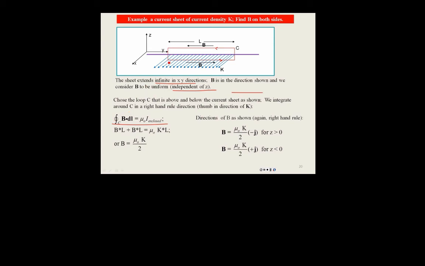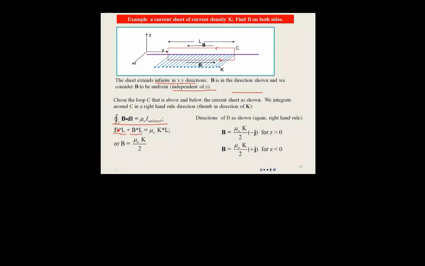It will have a component along this part of C, and a component along this part of C, but because these are normal to B and normal to the current sheet, there's no contribution to B along here. So we're only left with the terms where we're looking at B parallel to the direction of integration, and of course parallel here. As a result, they both contribute with a plus sign.